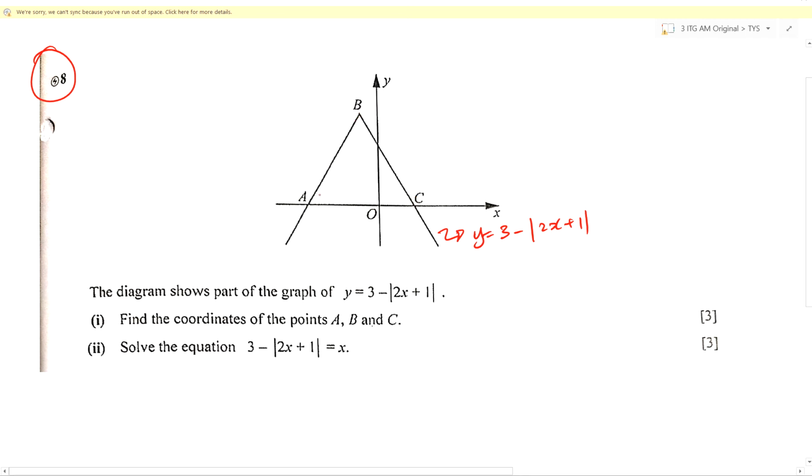So it is easier to find the points A and C first. Then we find point B.